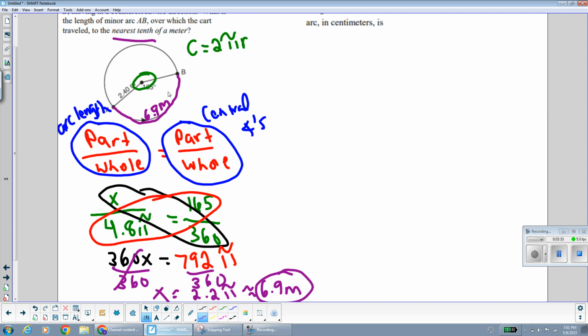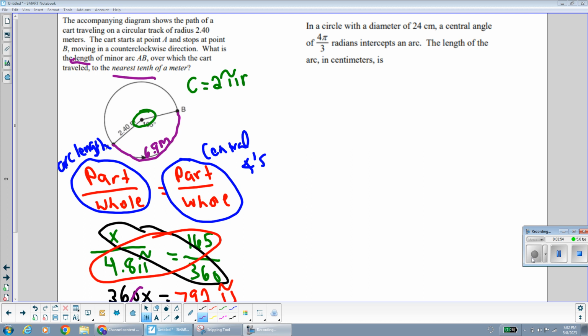That's different from the angle measurement of the arc. We know that since this is a central angle, the angle measurement of the arc would be equal to 165, the central angle. But the question didn't ask for that. It asked for the length, the arc length.